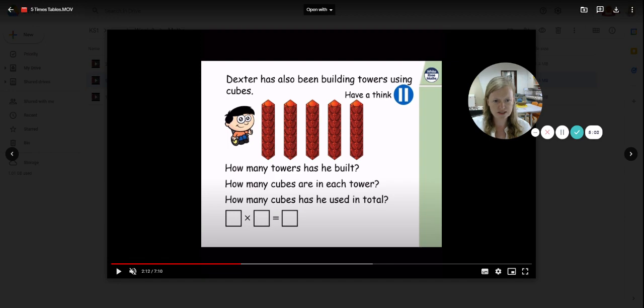Let's answer the questions on the screen. How many towers has he built? 1, 2, 3, 4, 5. 5 towers. How many cubes are in each tower?